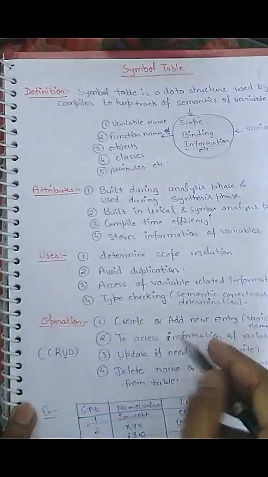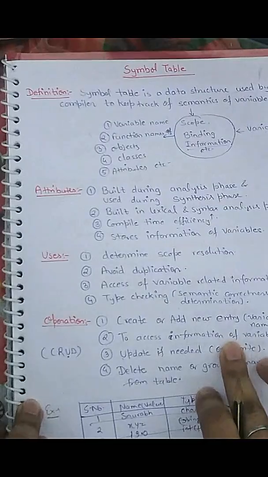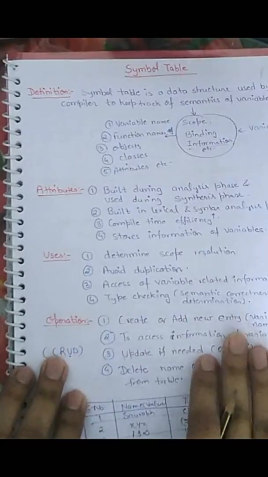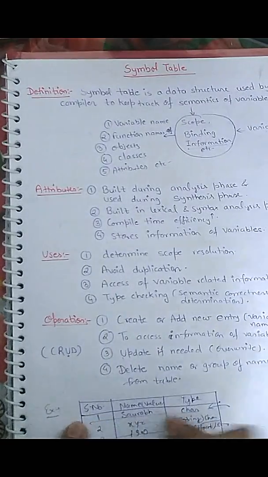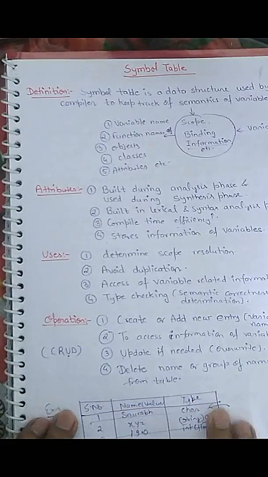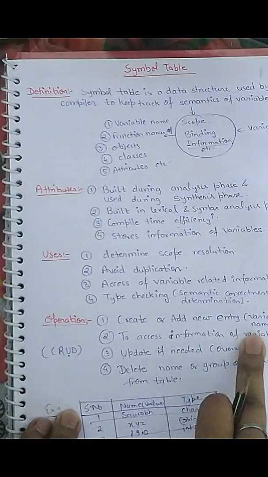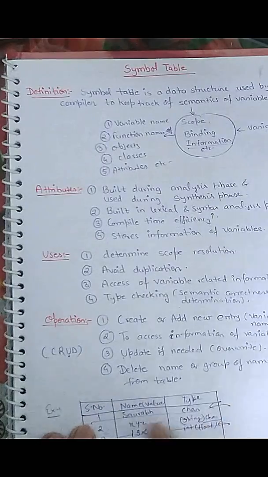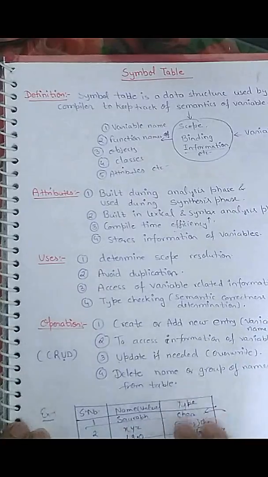So first is to create. There are some commands, you can go through the internet, you can get the commands of all these operations. So the first operation is creating or adding a new entry. Like I have taken the name Saurabh. It is the first entry. During the lexical analysis phase it will be entered in this symbol table. Second is to access information of a variable. If these are the entries in the symbol table, anytime we can access any of the entries as per requirement.